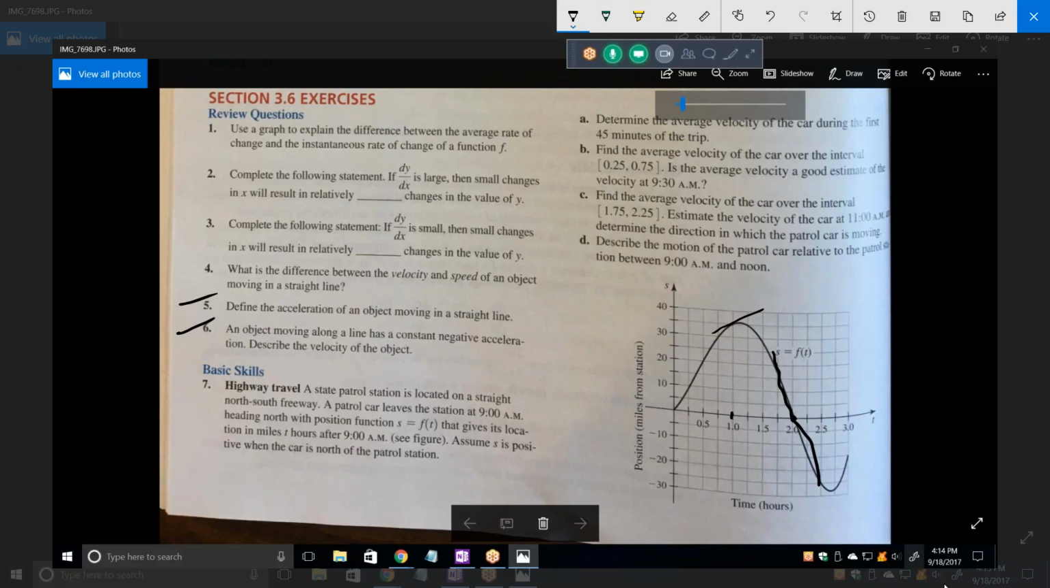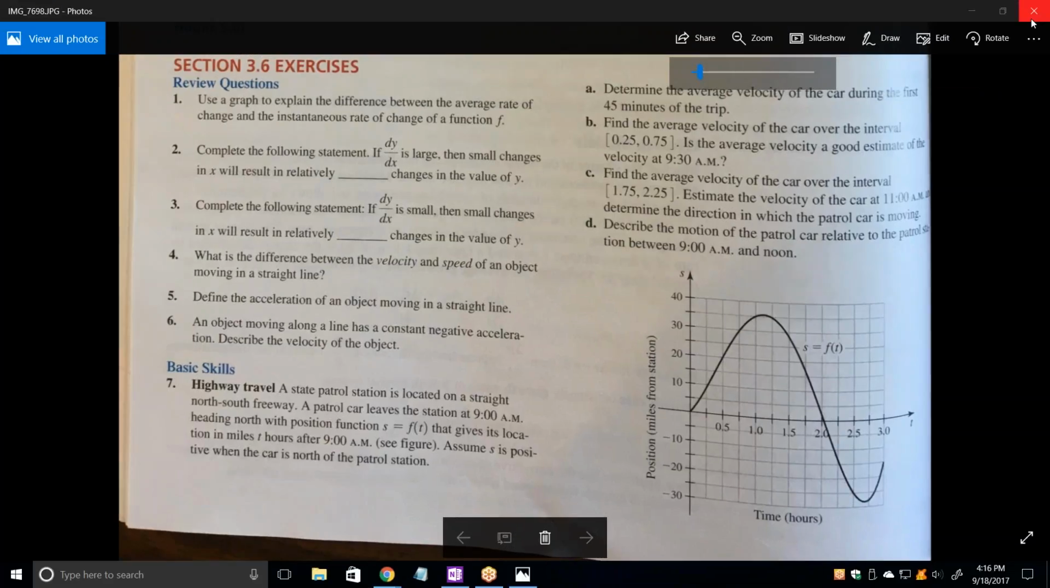Okay, number 6. An object moving along a line has a constant negative acceleration. Describe the velocity of the object. It's decreasing. This is a toughie. Let's look at this. Hold on a second. Let me think of the best way to explain this. I'm going to draw a velocity curve. Hold on a second.